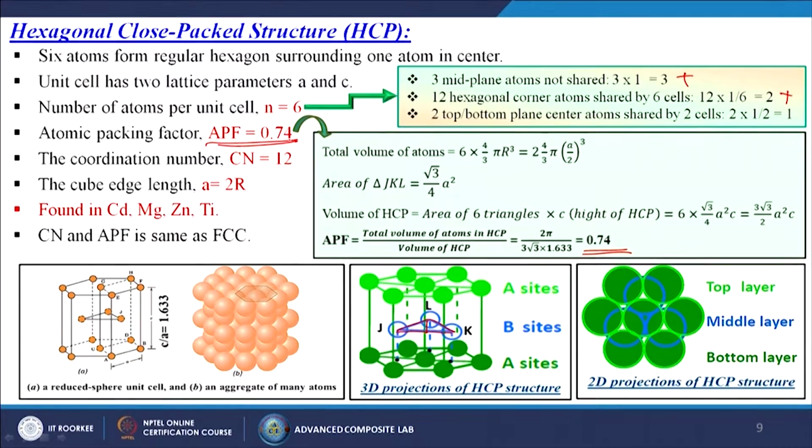What is the coordination number? Here the coordination number is 12. The cube edge length a is generally 2R. It is found generally in cadmium, magnesium, zinc, titanium. Here the coordination number and atomic packing factor are the same as FCC.